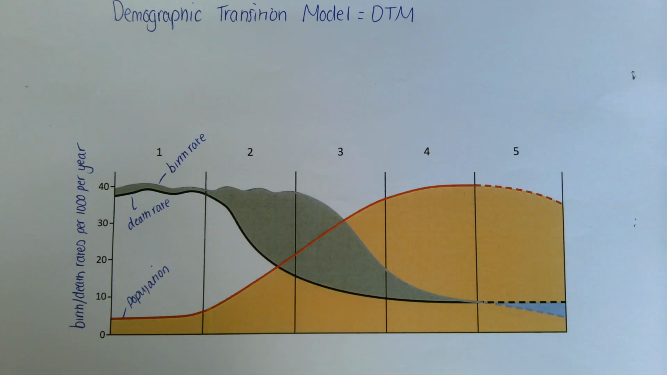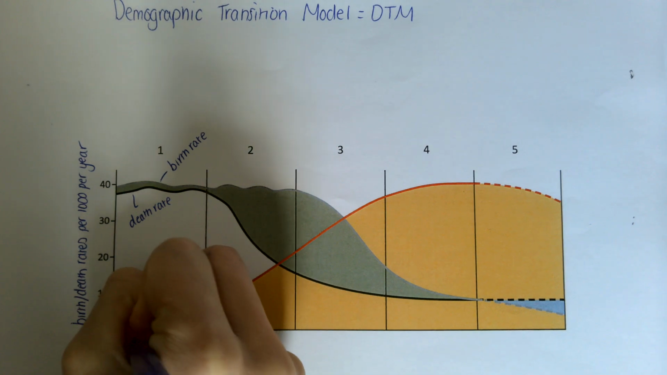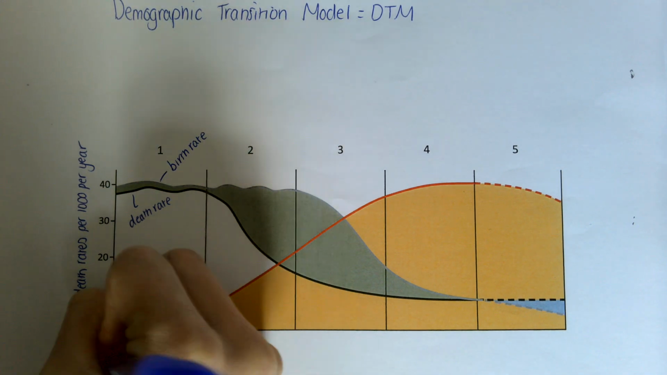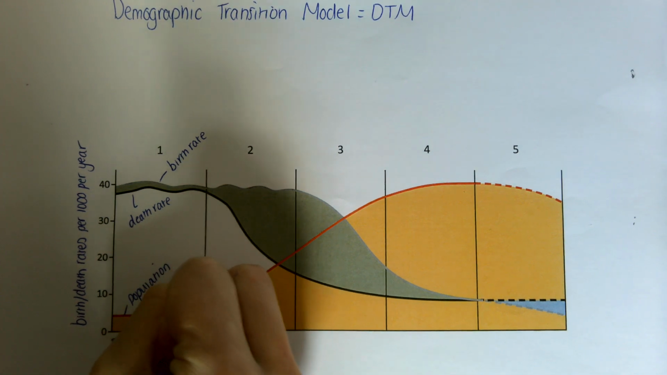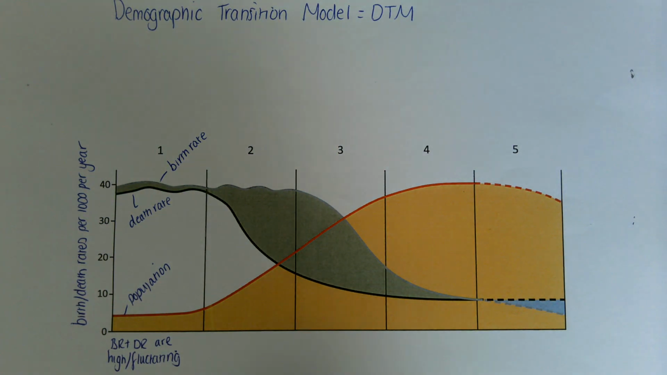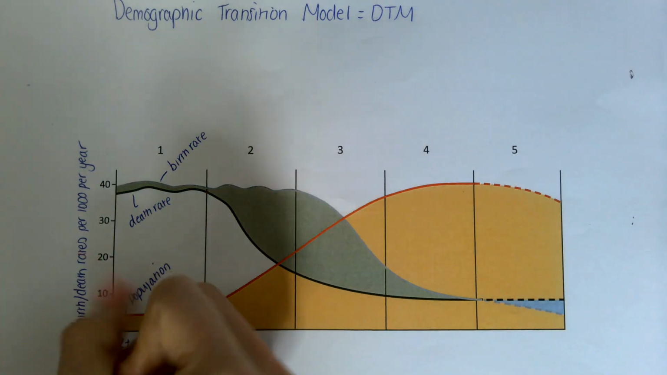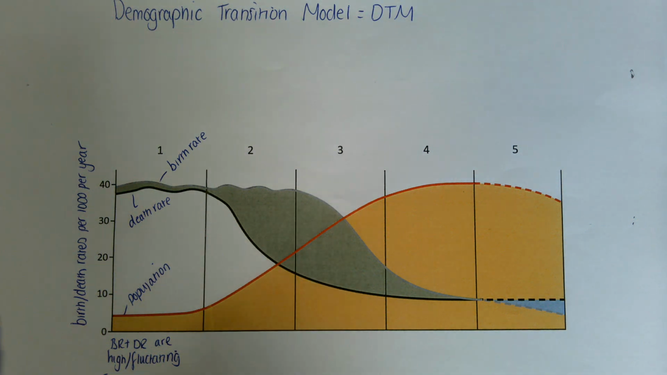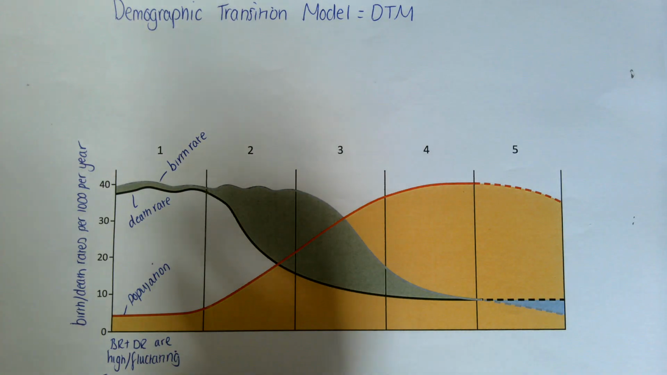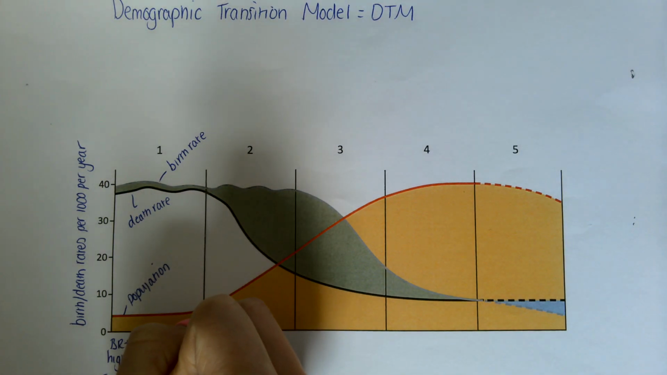Same for infant mortality. So in stage 1, it is high and fluctuating. So birth rate and death rate are high and fluctuating. And your population growth is 0. It is very low. It is very steady. Some examples of places that would be in stage 1 are your indigenous tribes.